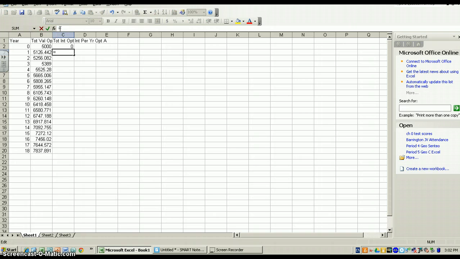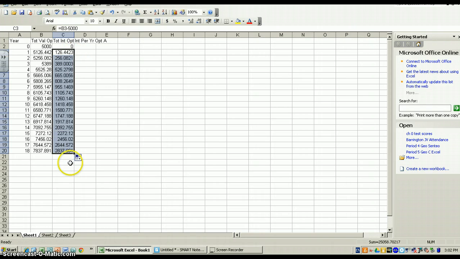So I need an equal sign. And to get interest, I'm going to take what I have now, and I'm going to subtract what I started with. So I'm going to take what I have at year 1, and I'm going to subtract 5,000 because that's our principal. Hit enter. And now it's going to calculate the total interest after each year. So now in year 18, when we had $7,837, if you subtract 5,000, you get an interest of $2,837. Now let's look at interest per year.